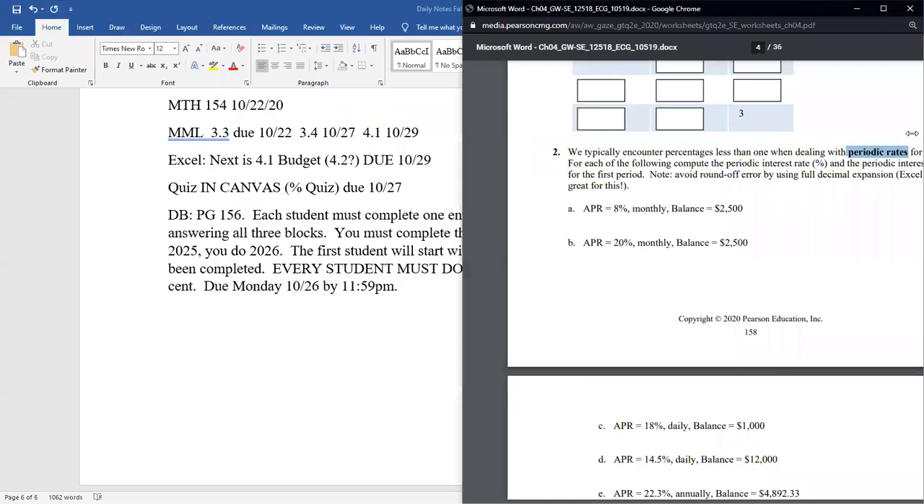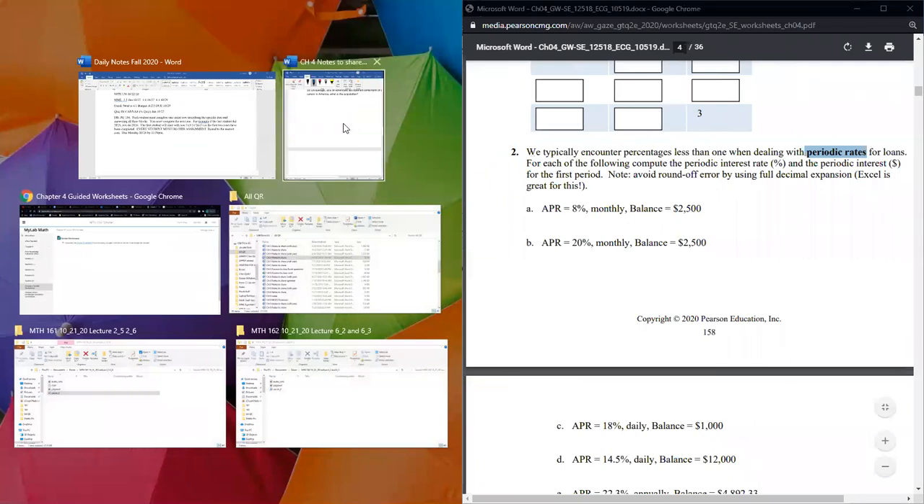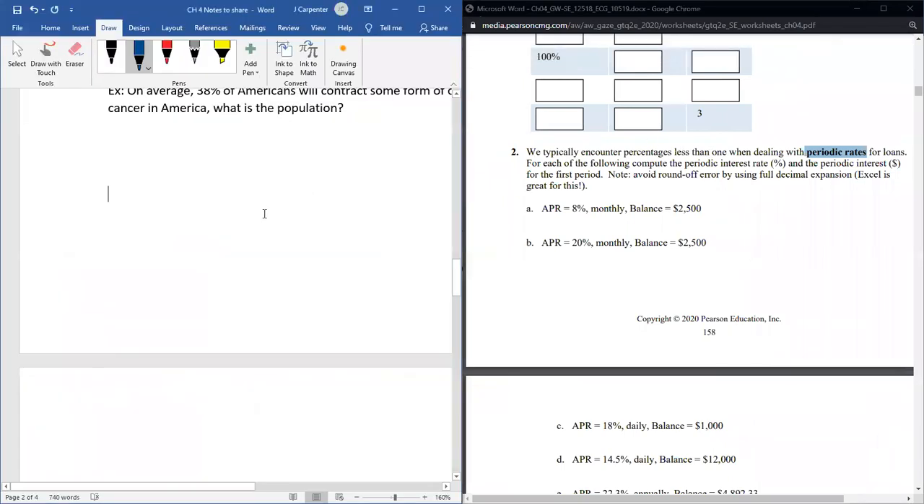So I am getting sick of the annotate thing. So let's do it this way.